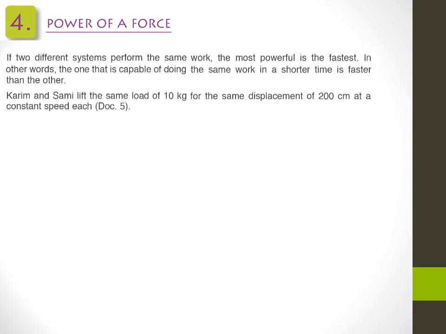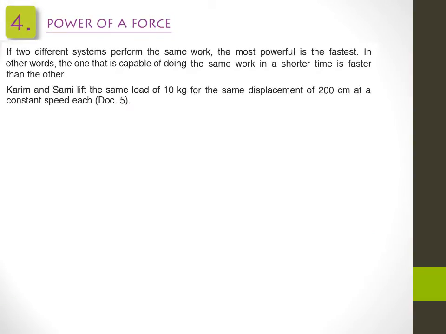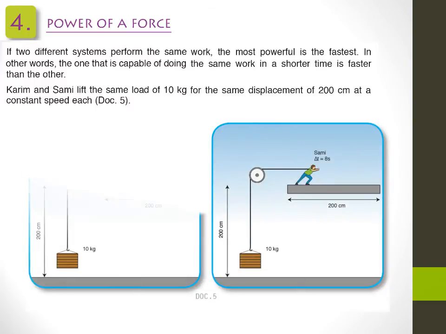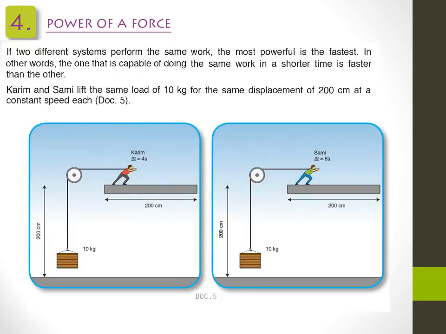Power of a force. If two different systems perform the same work, the most powerful is the fastest. In other words, the one that is capable of doing the same work in a shorter time is faster than the other. Karim and Sami lift the same load of 10 kilograms for the same displacement of 200 centimeters at a constant speed each, as shown in document 5.